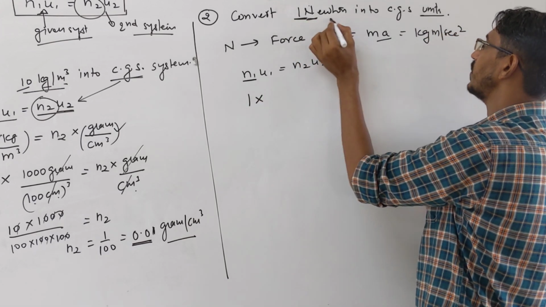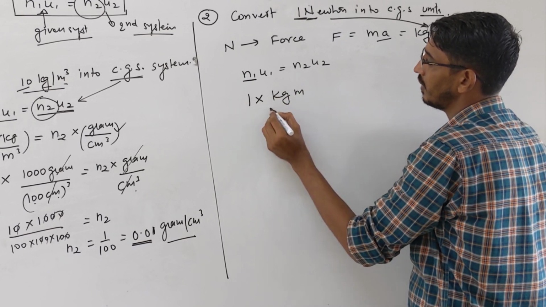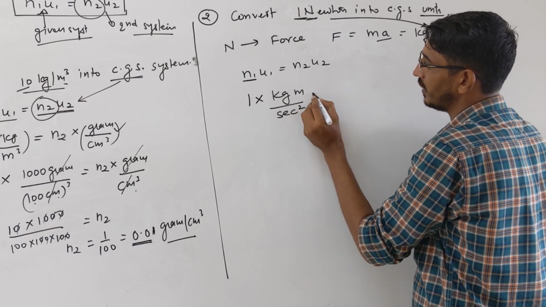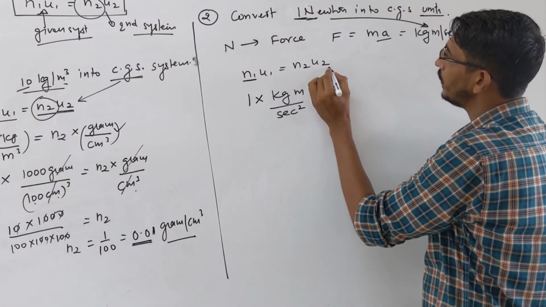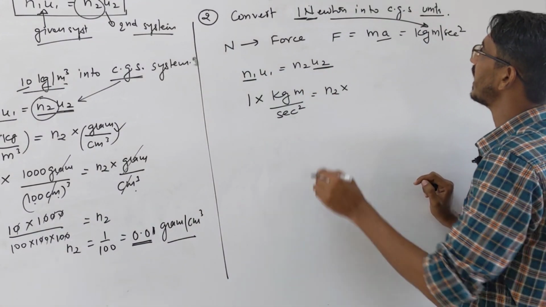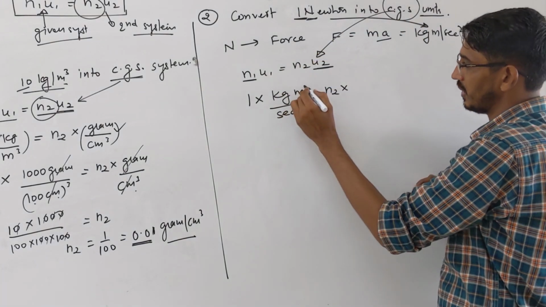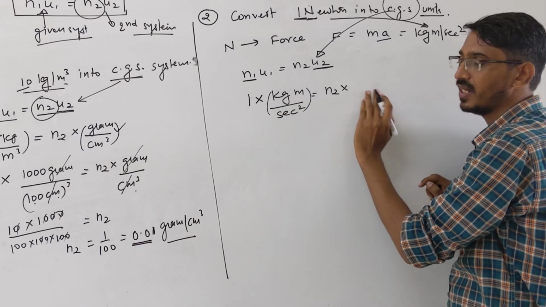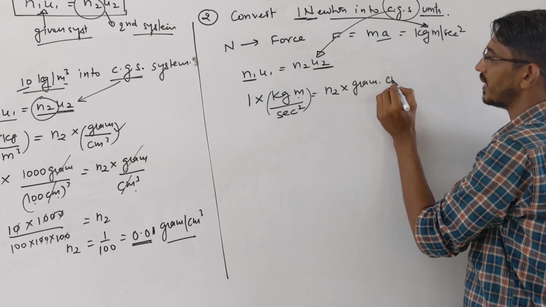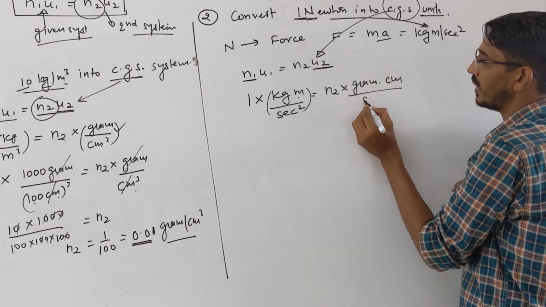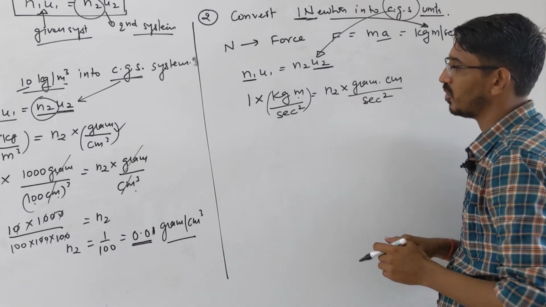Newton is given, and we write it in derived or fundamental format this way: kg meter per second square is equal to N2, which we always have to find, and the unit in the second system. What is the second system given? Your CGS. So how do you call these things in CGS? Kg you call gram, meter you call centimeter, second you call second only, right? Again we have to cancel on both sides and get the numerical answer.